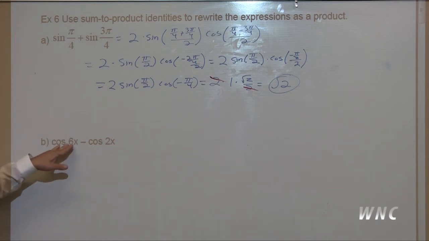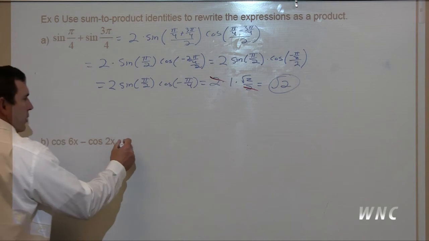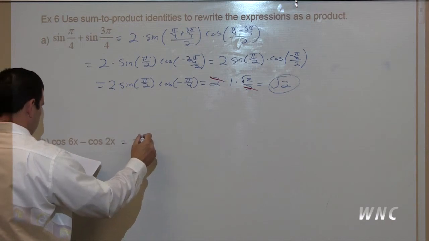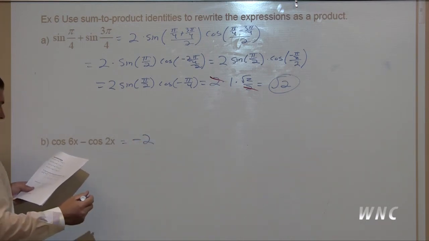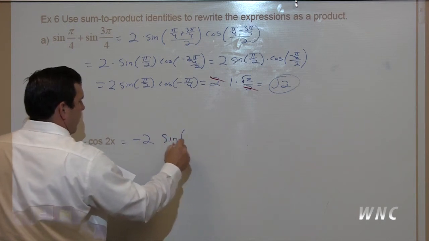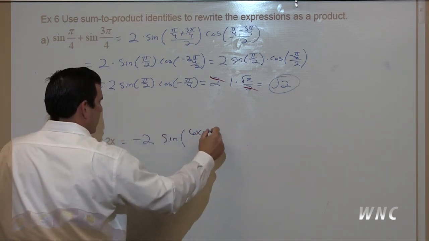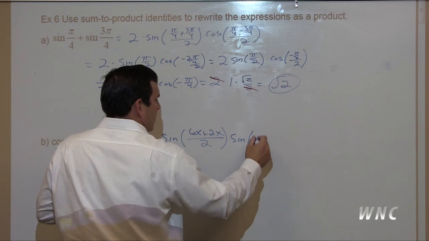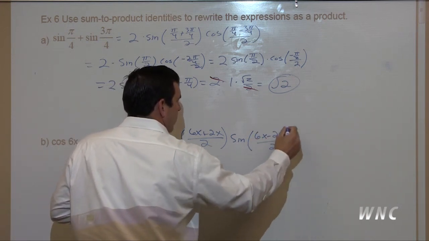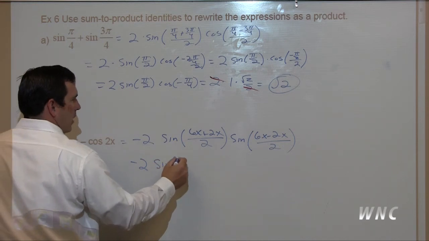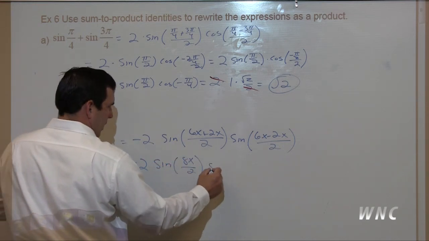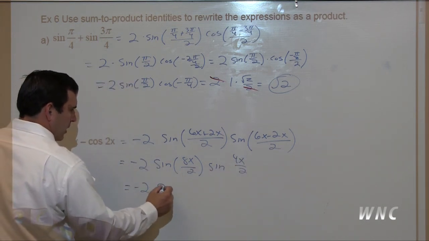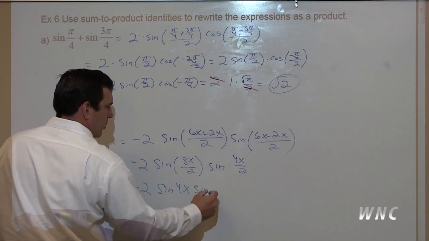Now in the second case, we have more of a general case because we have x in there. So it's negative 2, so I'm doing cosine minus cosine, so it's negative 2 sine of the sum of these two angles, 6x plus 2x divided by 2, times sine of the difference, 6x minus 2x over 2. So it's negative 2 times sine of 8x over 2 times sine of 4x over 2. Negative 2 sine of 4x, sine of 2x.